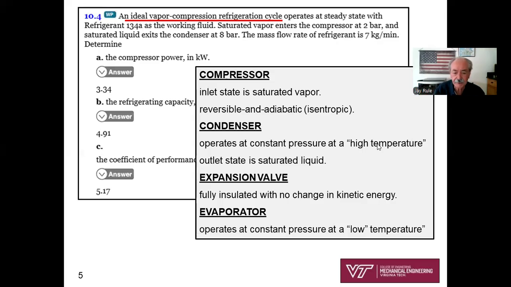Hot refrigerant is in the compressor, in the condenser, and due to heat transfer, rejecting heat from the refrigerant, the outlet state becomes saturated liquid, but it's still hot at high pressure. The expansion valve takes that high pressure refrigerant that's hot and expands it, it drops the pressure. The expansion valve is fully insulated. There's no change in kinetic energy, basically.